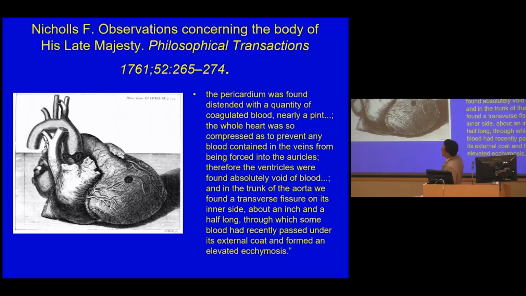It was described as transverse in the inner side of the aorta, about an inch and a half long, through which some blood had recently passed under the external coat and formed an elevated ecchymosis. This is the classic description of what a type A dissection is.